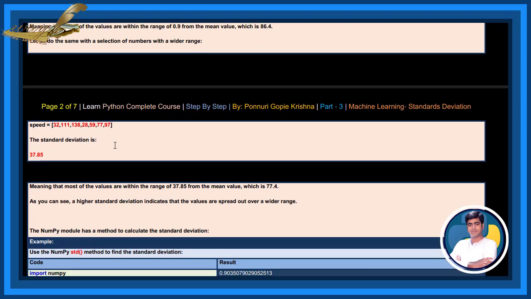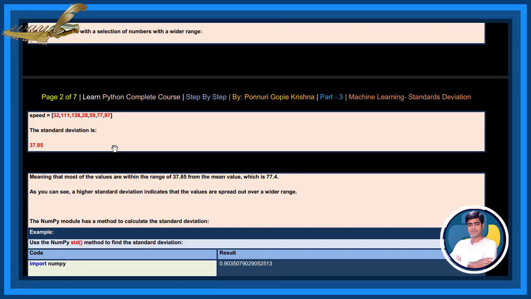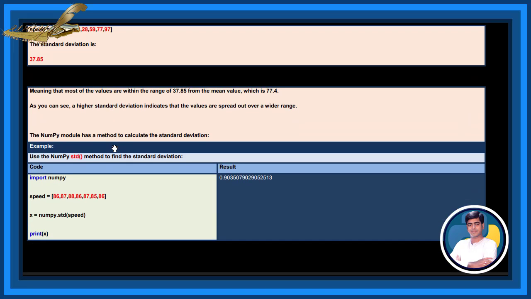Speed is equal to 32, 111, 138, 28, 59, 57, 97. The standard deviation is 37.85, meaning that most of the values are within the range of 37.85 from the mean value, which is 77.4. As you can see, a higher standard deviation indicates that the values are spread out over a wider range.